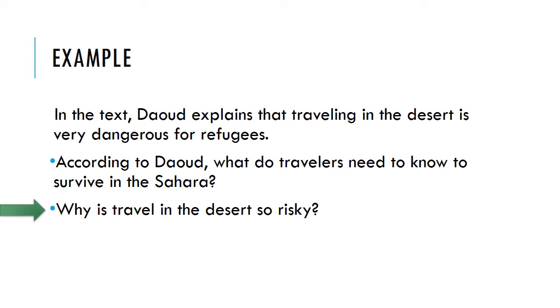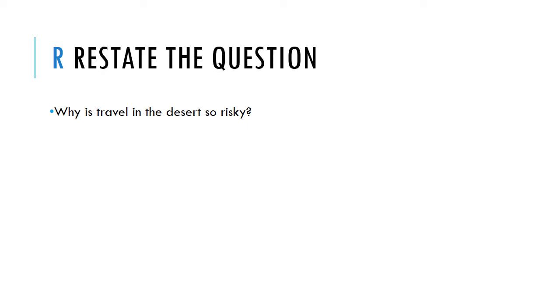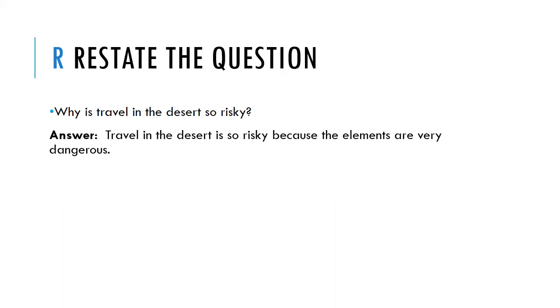We must go back to the beginning of RADIO and start with R. Let's try to answer the second bullet. R. Do you remember what R stands for? Restate the question. So the question is, why is travel in the desert so risky? How would you restate this? Here's my answer. Travel in the desert is so risky because the elements are very dangerous. Pretty simple, right? I think we're ready to move on.